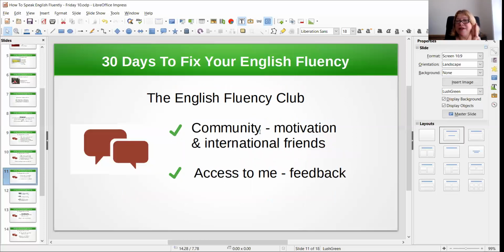2 very important things about the club. First of all, it's a community of people. Community is important because you have people around you who can help you and support you and encourage you, and you can make international friends. The other really important thing is that you get direct access to me. So through the live lessons, through the challenges, and through your 2 personal Skype lessons, you get my feedback.